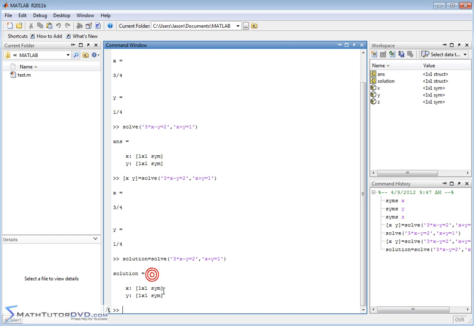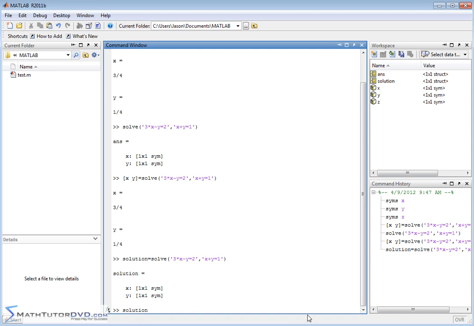So all MATLAB is really telling you is, when you try to evaluate it and set it equal to a single name, okay, I dump the answers in the term solution, which consists of x and y, which are both symbols. So the way to get at them, if you're not doing it the other way and you're just dumping it into some variable, is you can access them as follows. Solution, notice solution is defined here, and it's a one-by-one structure.